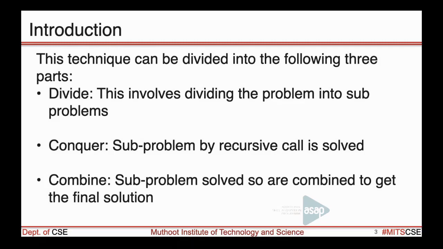So divide and conquer can basically be divided into three methods. The first one is called division, the second one is conquer, and the third one is combine. All these three together form the basic steps in divide and conquer. Clear?